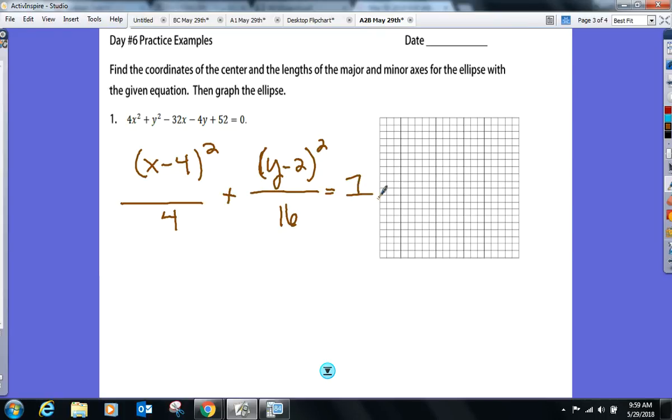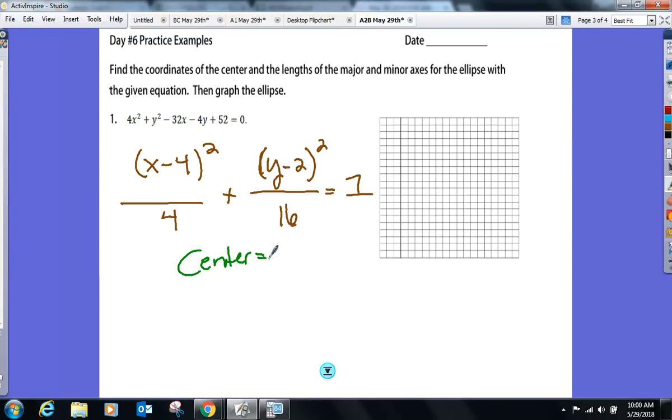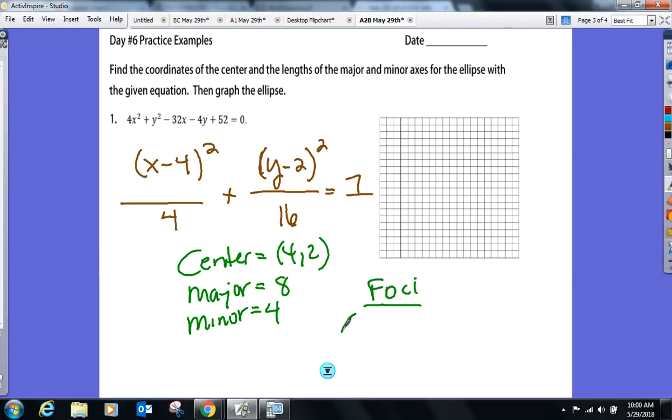That's what I have for my equation. I will come around in a second to help you guys out if you did not get it, but let me put in the center. 4, 2, major, length of 8, minor, length of 4, foci, 4, 5.5, 4, -1.5.